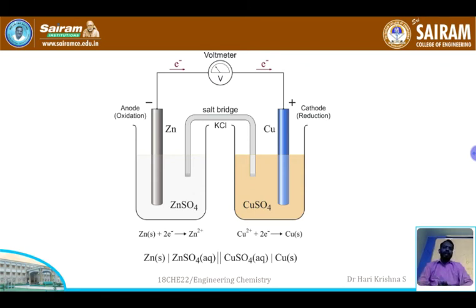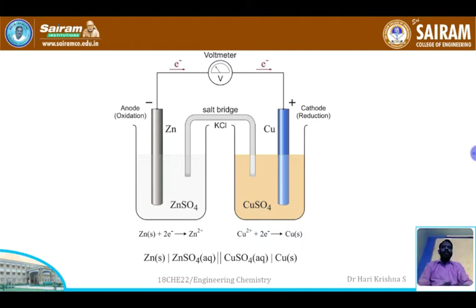As per IUPAC, the electrode where oxidation occurs is termed as anode, and the electrode where reduction occurs is termed as cathode. This terminology is as per IUPAC, which will be very familiar from organic chemistry, right? So in a Daniell cell, oxidation occurs at zinc, therefore zinc is the anode and is negatively charged, and at copper reduction occurs, therefore it is positively charged.